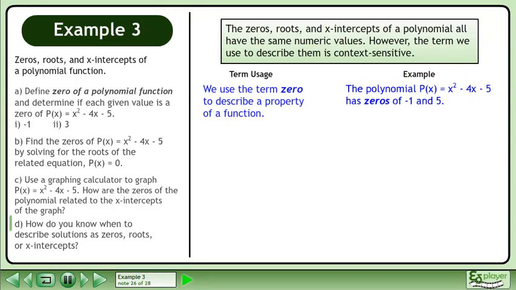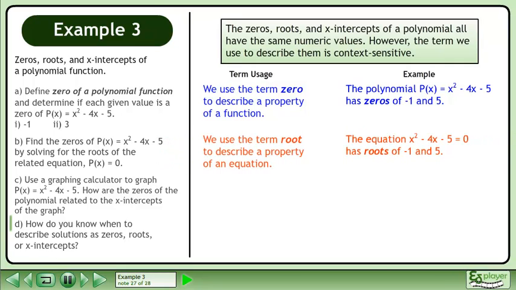We use the term zero to describe a property of a function. For example, the polynomial p of x equals x squared minus 4x minus 5 has zeros of -1 and 5. We use the term root to describe a property of an equation. For example, the equation x squared minus 4x minus 5 equals 0 has roots of -1 and 5.